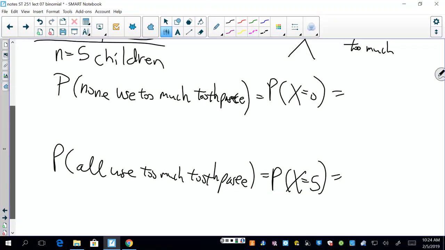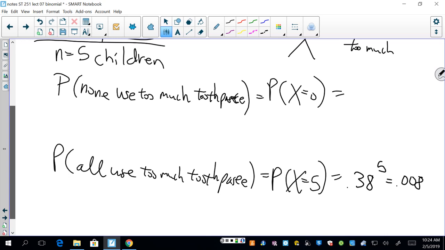What would be the probability that the first child uses too much? 38%. And the second child, 38%. Right? So there's going to be 0.38, and there's 5 children that use that too much. And so that's about 0.8% that we get 5 children.